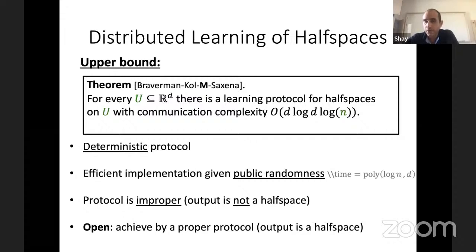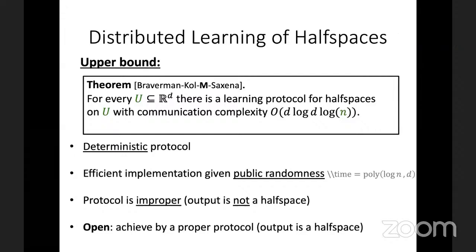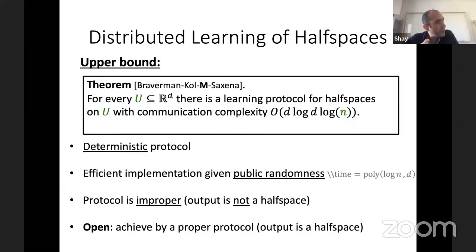It is open to decide whether this can be achieved with a proper protocol that outputs a half space. Shai, for proper learning, the previous lower bound is still the best known lower bound, the one that you showed in the previous slide. In the randomized case, I think it is. For deterministic, maybe there were better. Yeah, in the randomized case, I think yes.